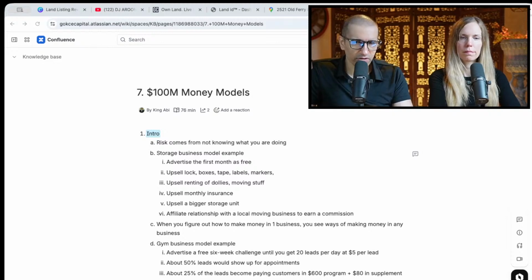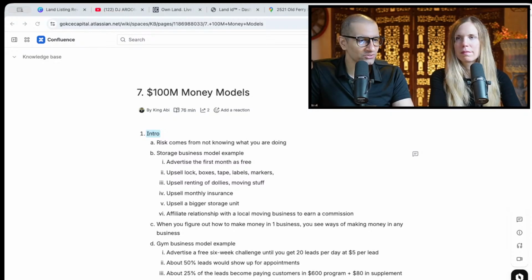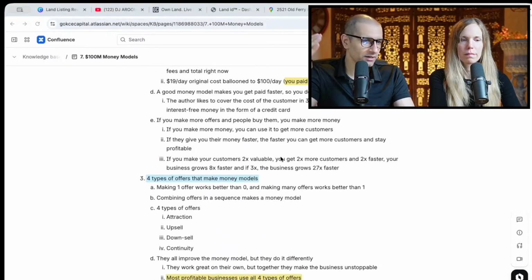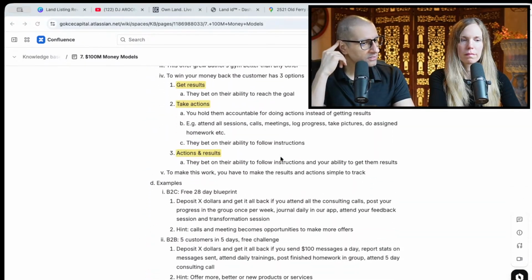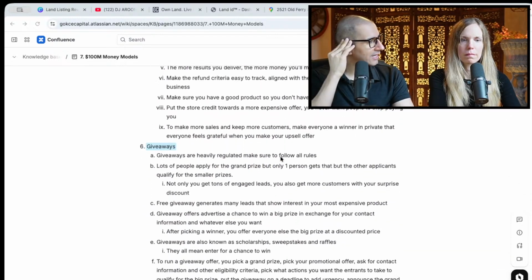Strategy live. Today we are on part 11 on how to apply $100 million money models to land investing. $100 million money models is a book by Alex Hormozi. We took down notes over the course of a month, and we are going line by line, applying those concepts to our flavor of the land investing business.